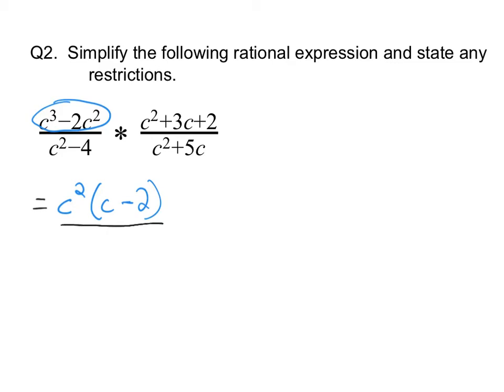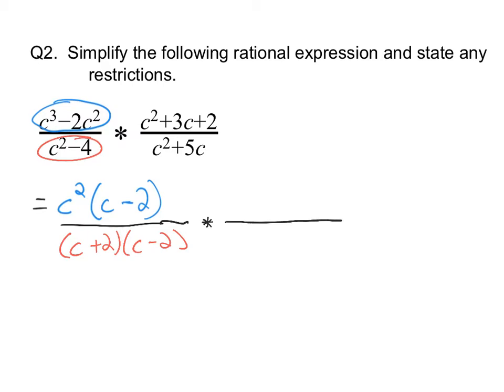C squared, subtract 4. Well, that is the difference of squares. So that's going to factor into c plus 2 times c minus 2. Okay, so there's the numerator and the denominator of our first fraction.